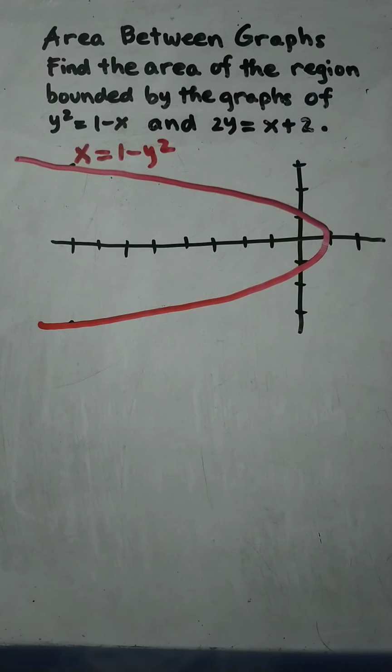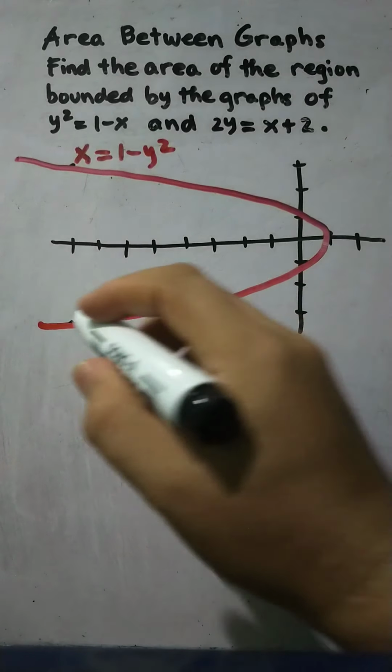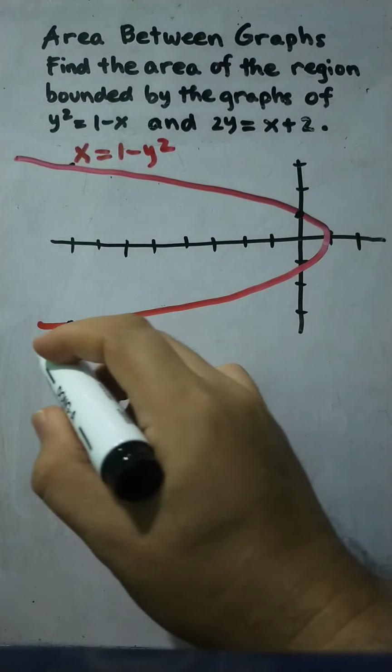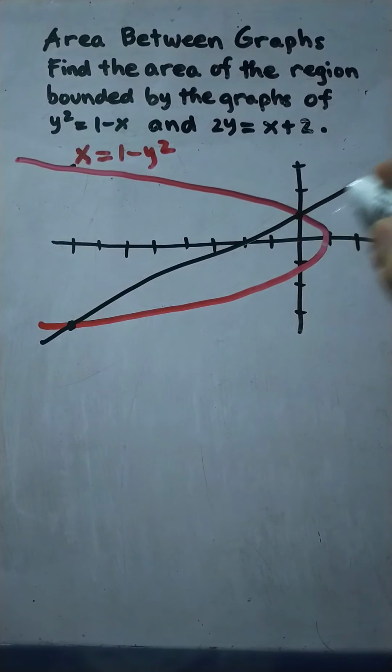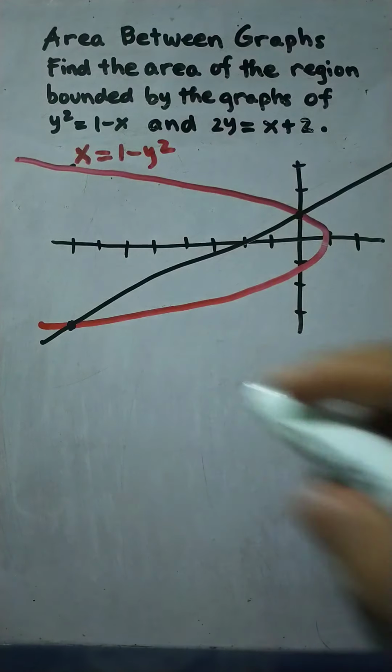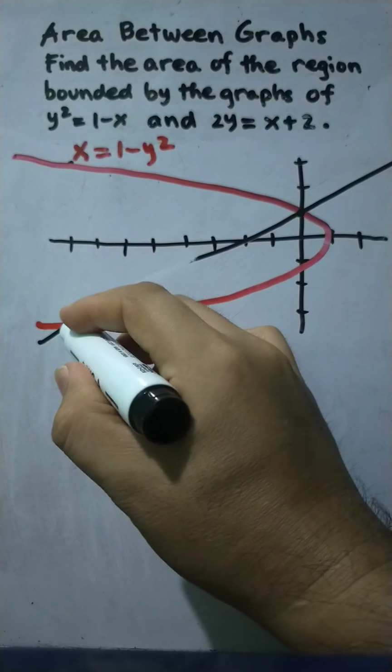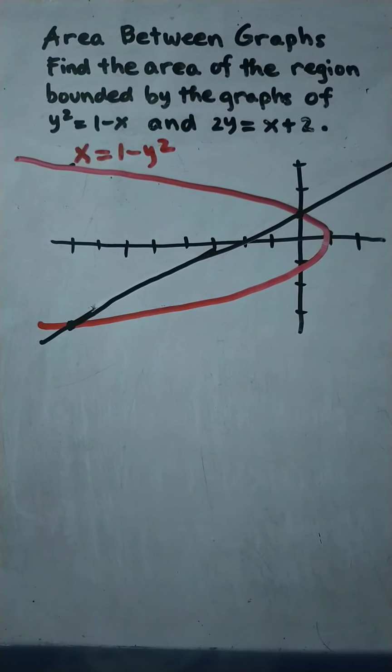Okay, now the other one, we have here a line. This is the intersection. We'll draw a line. Okay, this is a line. Sorry for my line. Okay, it's supposed to be a straight line.